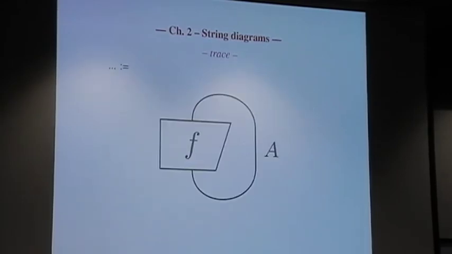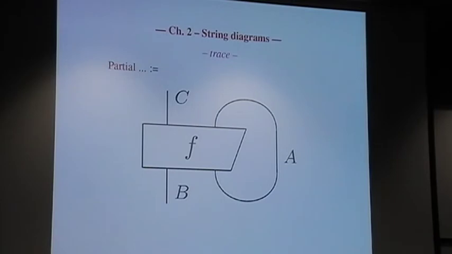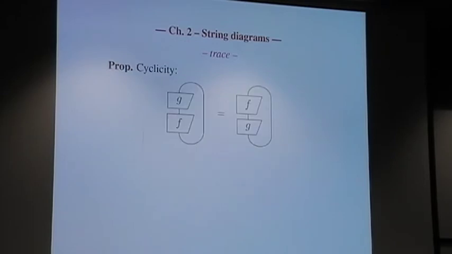Okay, so another example, trace. You know the trace from linear algebra. This would boil down to this. You get partial trace. So a lot of linear algebraic notions are actually starting to pop out now in these purely diagrammatic terms. Partial trace.